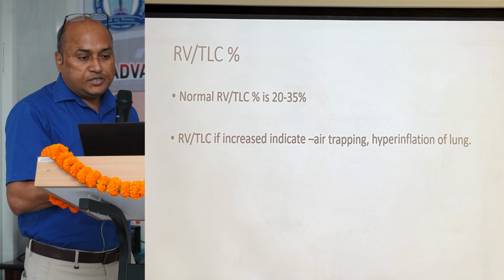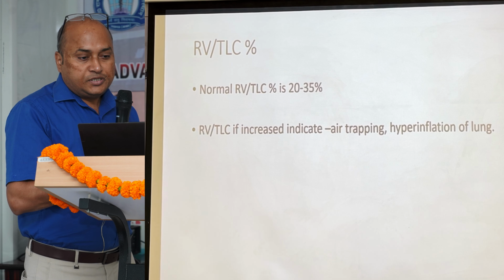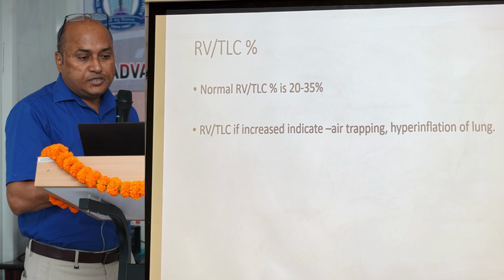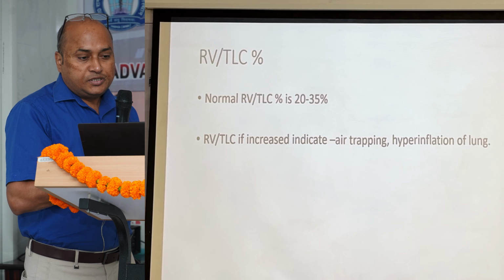What is the RV by TLC? Residual volume by total lung capacity. The normal RV by TLC is 25 to 35%. Once it is increased more than 35%, it means obstruction. There is severity of obstruction: mild, moderate, severe. And once RV by TLC is decreased, that goes in favor of restriction. It may be mild, moderate, severe.